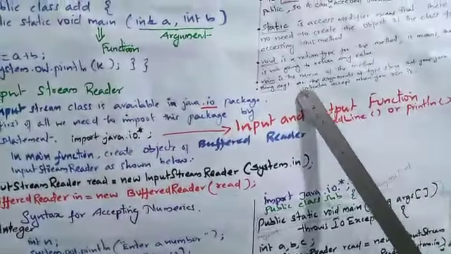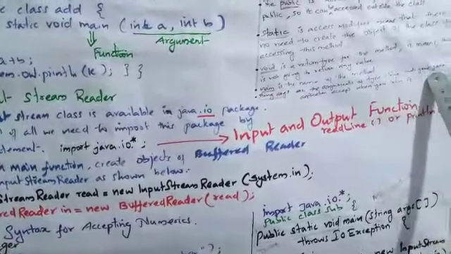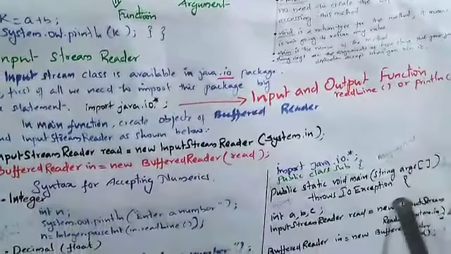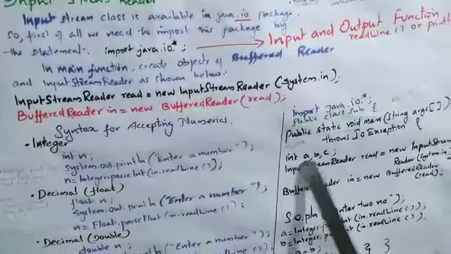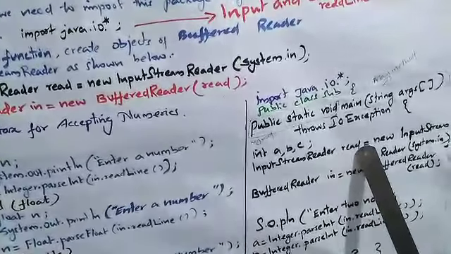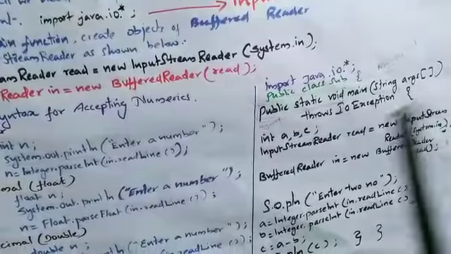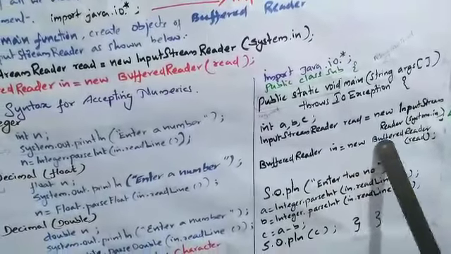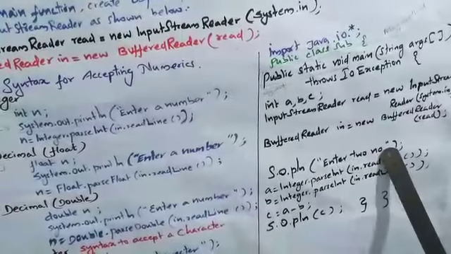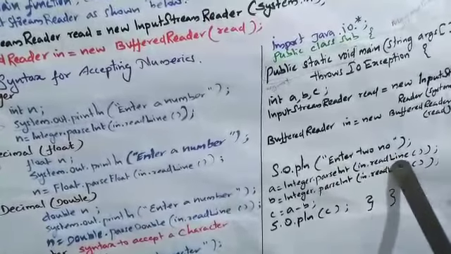String args is the string argument of type string that your Java application accepts when you run it. Now see the program. Integer data type we have taken a, b, c. Then InputStreamReader, give the space, read equal to new InputStreamReader, open the bracket, System.in. Then BufferedReader in is equal to new BufferedReader read. Then System.out.print enter the two numbers. a is equal to Integer.parseInt, in is equal to in.readLine.